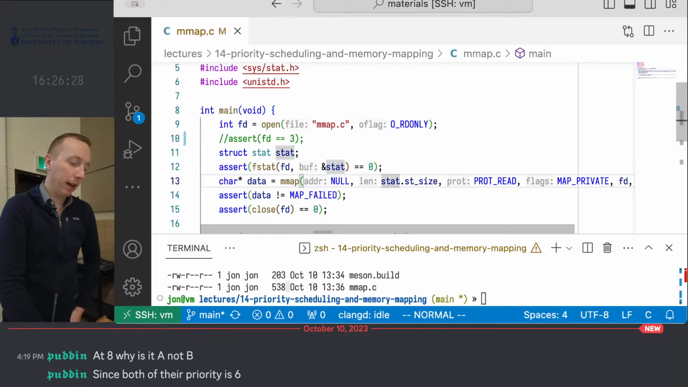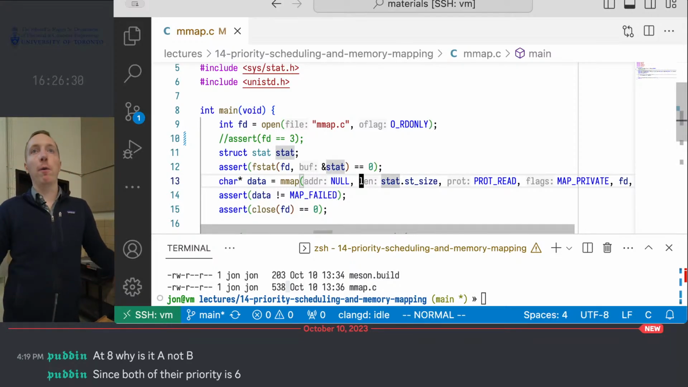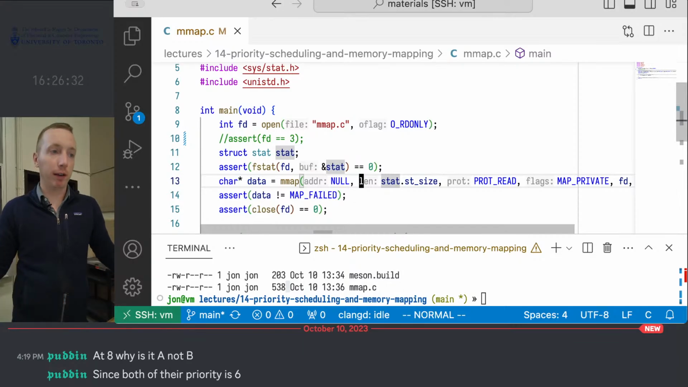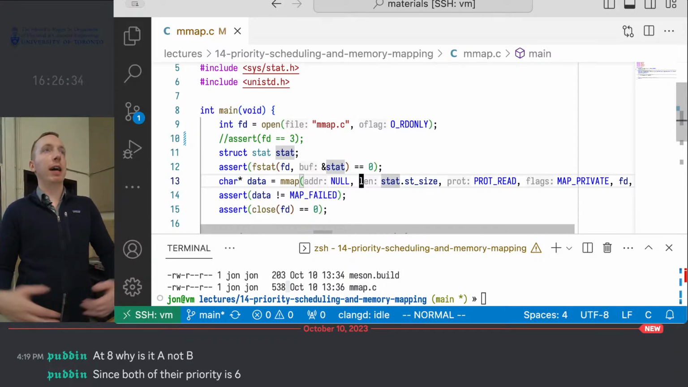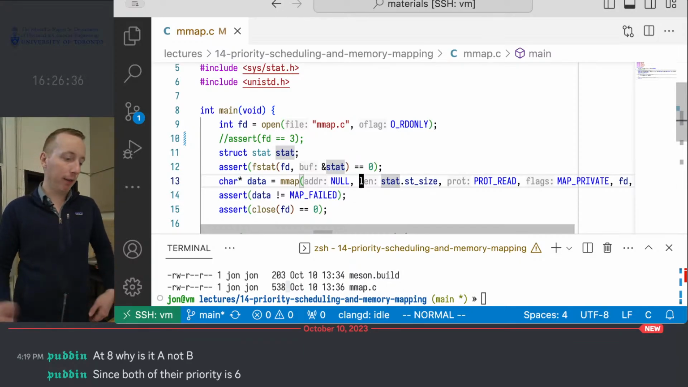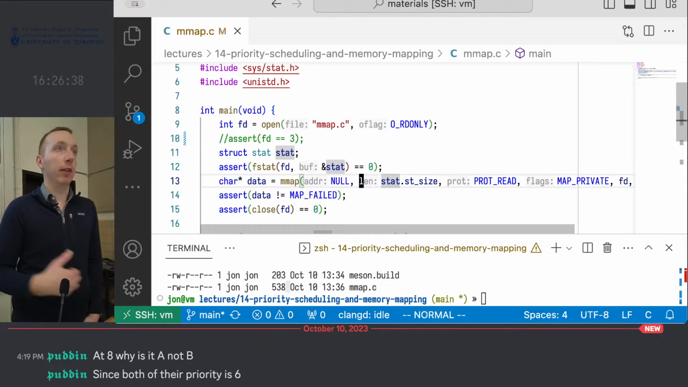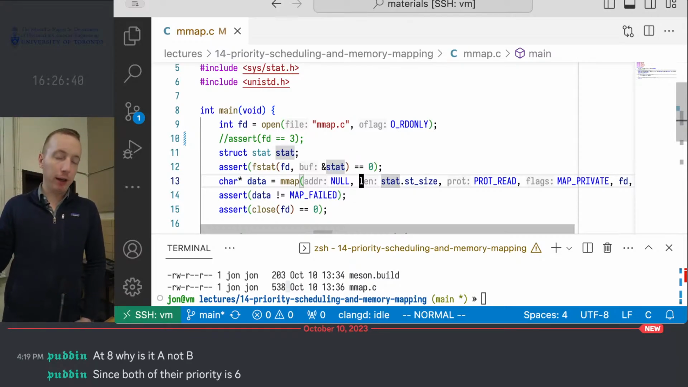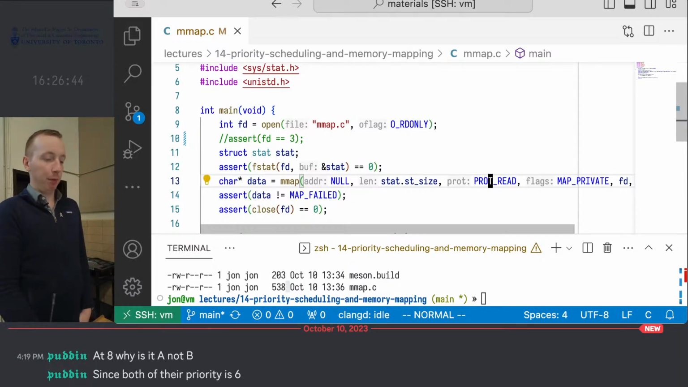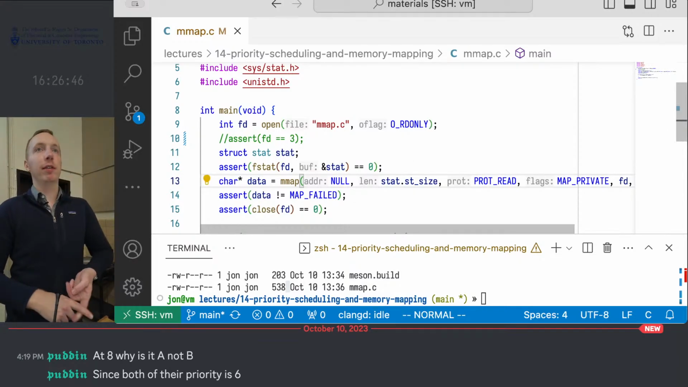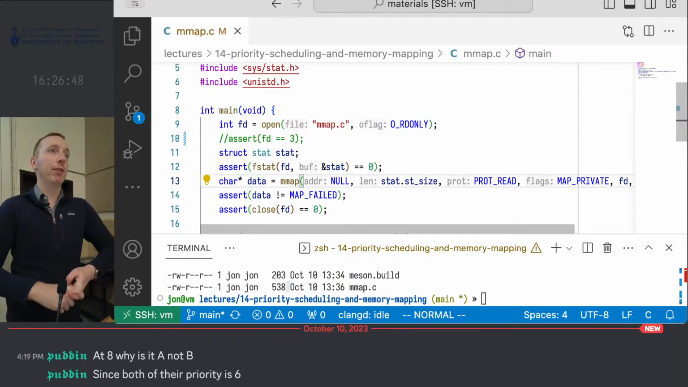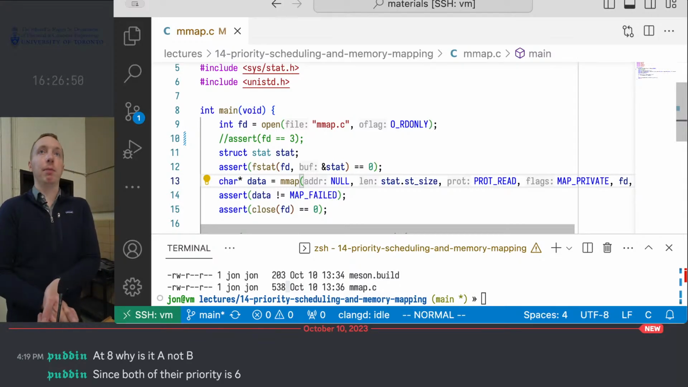The next argument is the length. How much virtual memory should it set aside for you? In this case, I ask for the exact size of the file because I want this block of virtual memory to represent the file. Next is protection. Those are permissions, which kind of correspond to the same permissions as your page table entry in Lab 3.